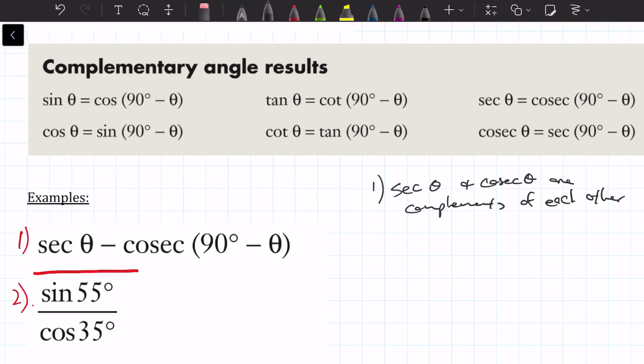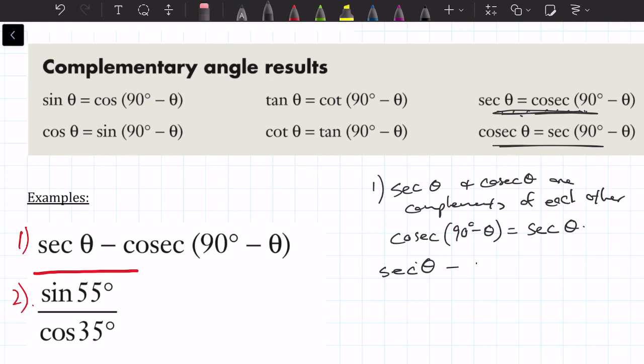So therefore I can rewrite this, since these relationships hold true from above. Cosec of 90 minus theta is equal to sec theta. So the whole relationship becomes sec theta minus sec theta, which of course is the same thing, 0. So there we have it, it's equal to 0.